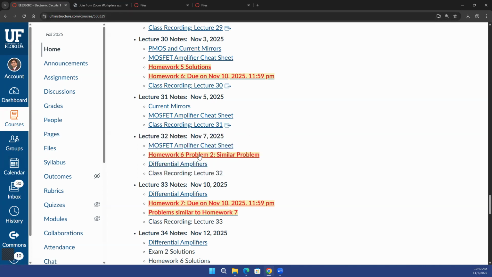Regarding homework 6, problem number 2, we already discussed how to solve this problem in the class, but there's also a similar problem that I have posted. So please look into that. That will help you to solve the homework 6 problem number 2, which is due next Monday, or basically this coming Monday.